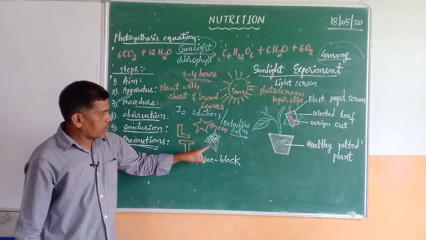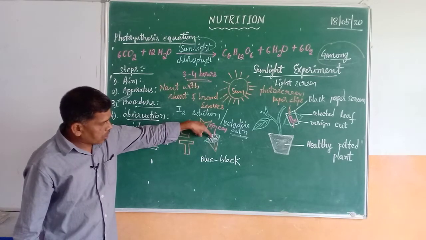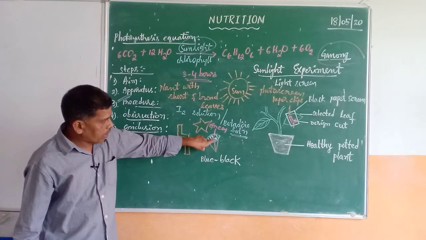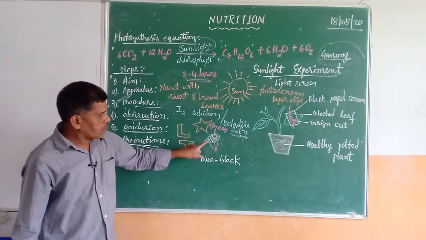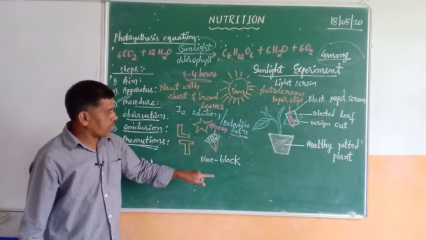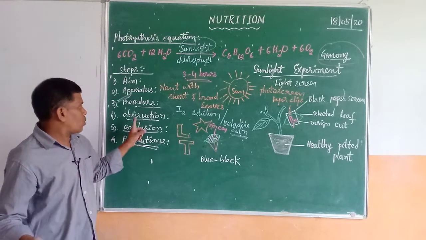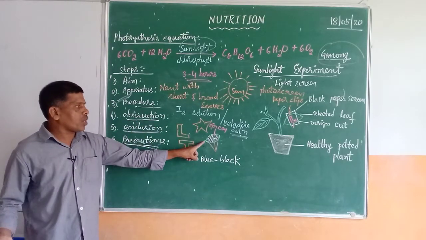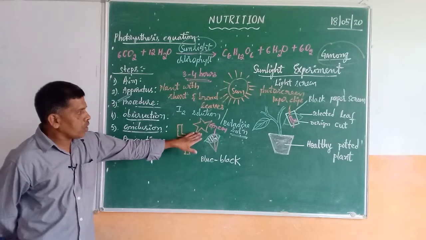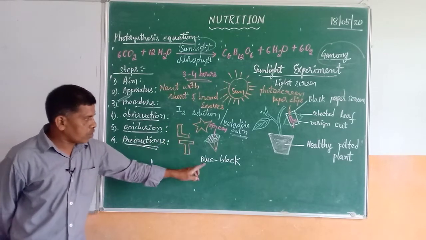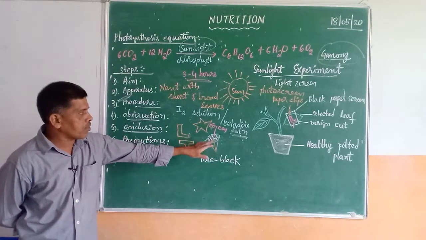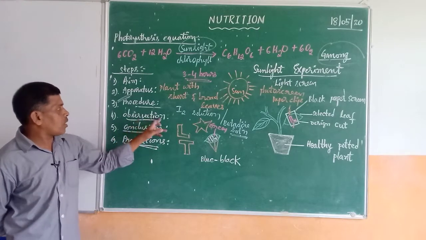Where exactly there is a design cut, the L-shaped design cut, in the middle of that L shape you can see the blue color, and on the left side and the right side you can get the blue black color, indicating the presence of starch. Right? So this is what you write under the observation. After applying iodine solution, you can find 3 areas turning into blue black color, indicating the presence of starch.